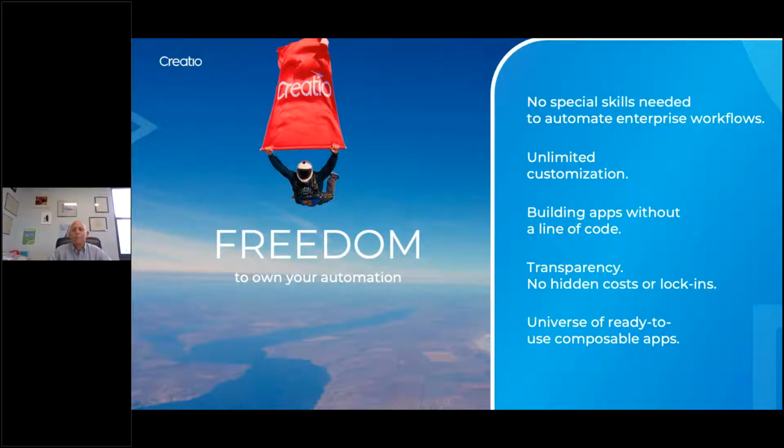Additionally, from a transparency standpoint, all of our pricing and everything is readily available on our website. If you ever have any questions about that, feel free to ask, but we put it all out there for you. We also believe in having a universe of composable apps. A lot of those are on our marketplace as well. We've got the ability to quickly and easily create point solutions through our no-code, low-code solution to help solve some of the most complex business processes that you're going to come across every single day.